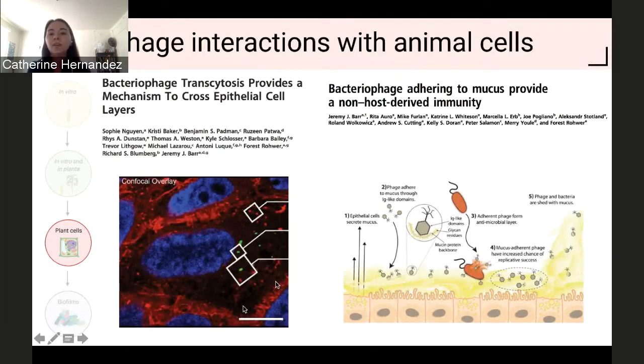And then on the right over here was another paper where they were looking at how phages could stick to mucus that's produced by epithelial cells, and it can protect the underlying cells from pathogenic infection.